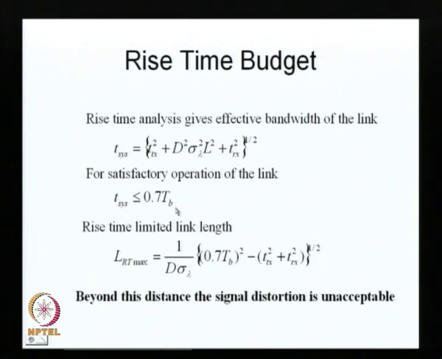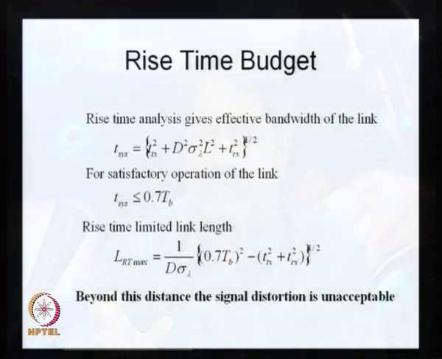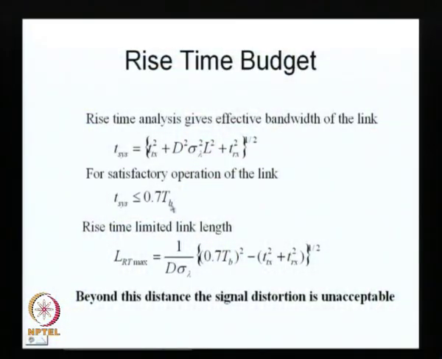So if we take the data which is, let us say, simple NRZ data, where for one level of the bit the optical intensity remains high for the entire bit duration, and for zero the optical intensity is zero, then the bit duration which we have is, let us say, given by TB. So the system rise time should be less than 70% of the bit duration.